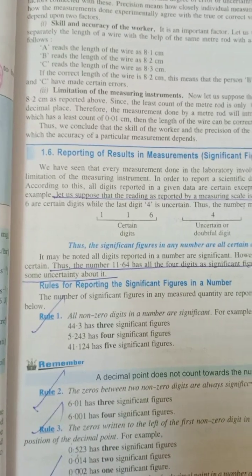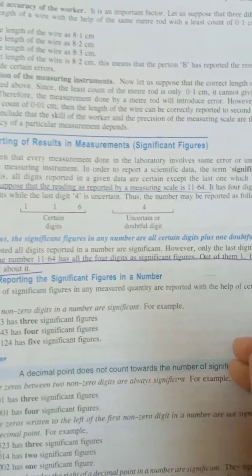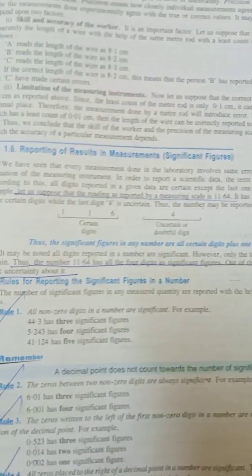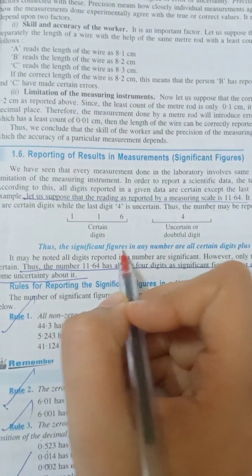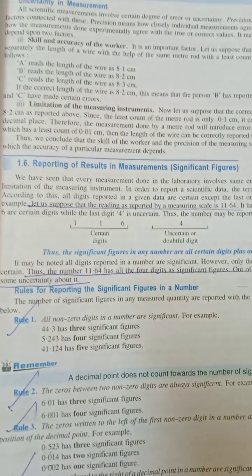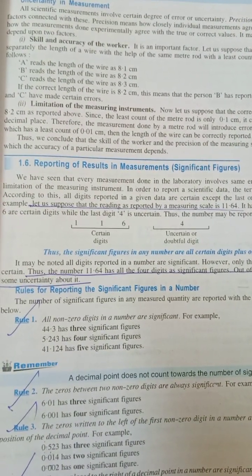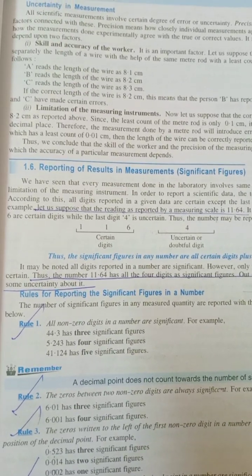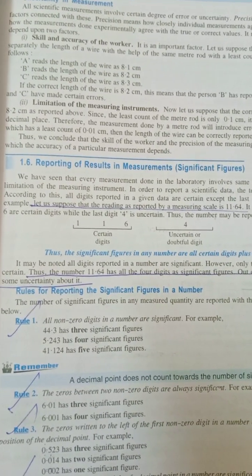So, what do you mean by significant figures? Significant figures are certain digits plus one doubtful digit. For example, we have 1, 1 and 6. So 1, 1 and 6 are certain digits and 4 is the uncertain digit. So what is significant is what is actually certain, and it is not related to the decimals.